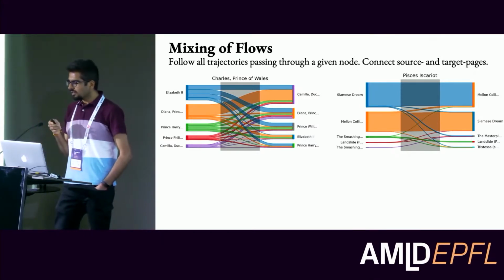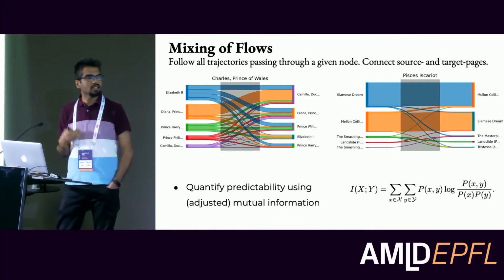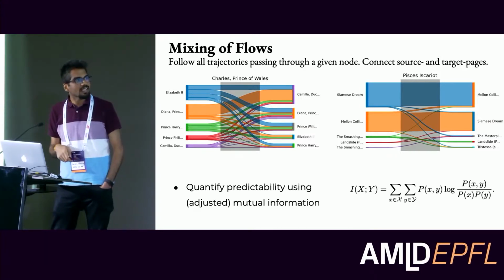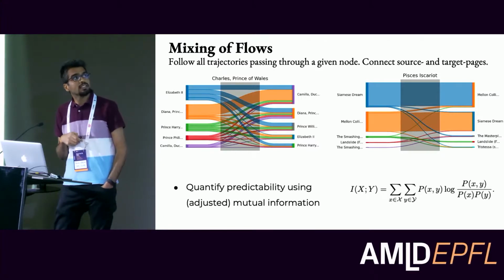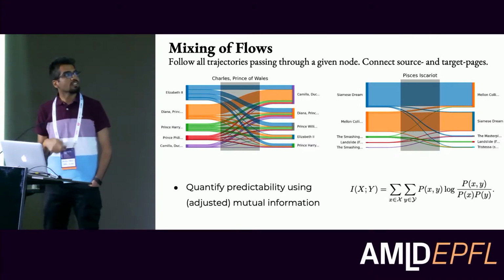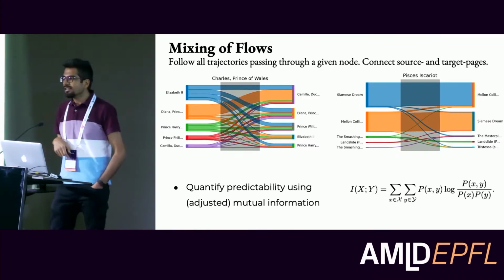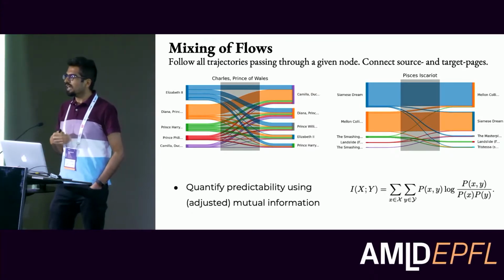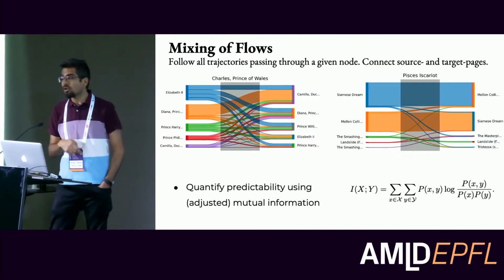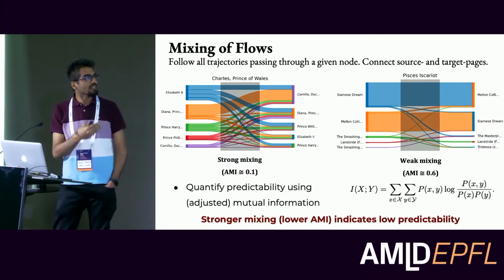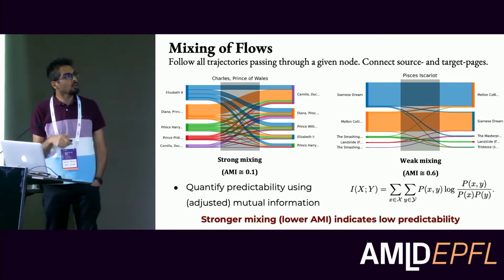And we capture this via mutual information, which basically tells us how much does one random variable tell us about another random variable. And in this case, how much does the knowledge of the source actually tell us about the target? If you think about an extreme case, if these events are independent, the mutual information will be 0. And in that case, this will exhibit a strong mixing. That is, there is no predictability. And this is what we observe, so the mutual information is close to 0.